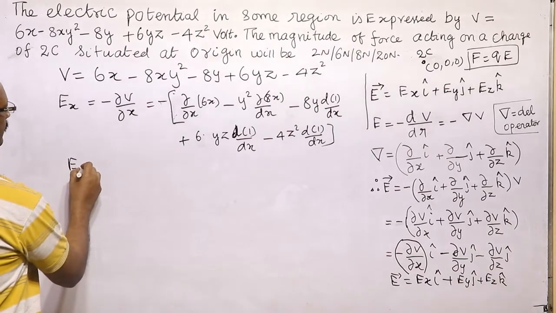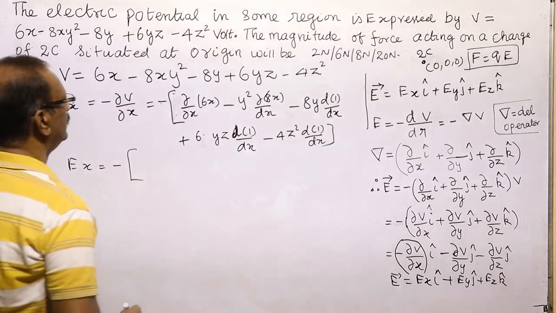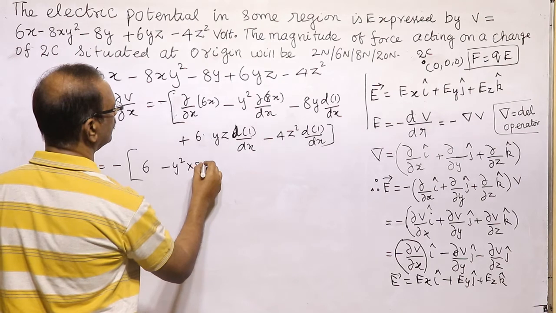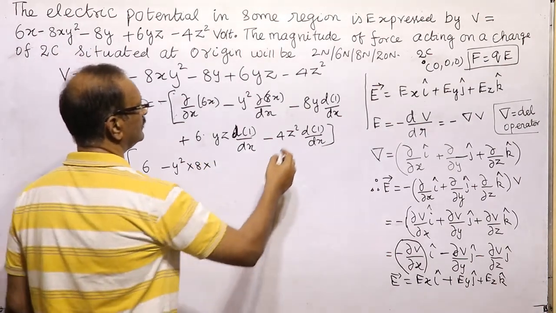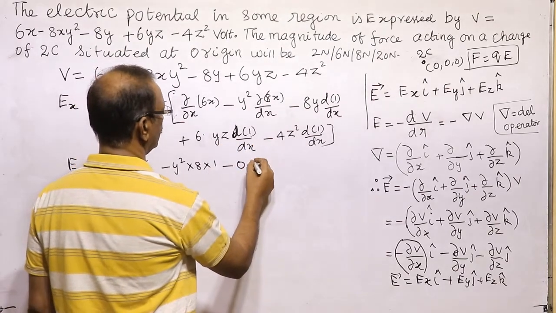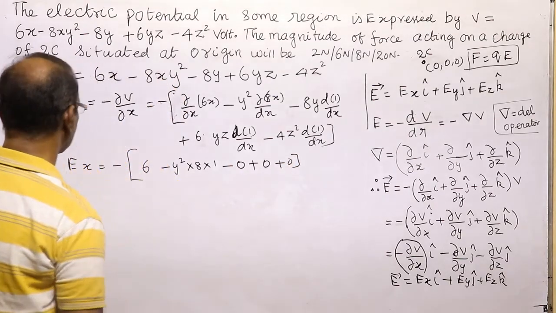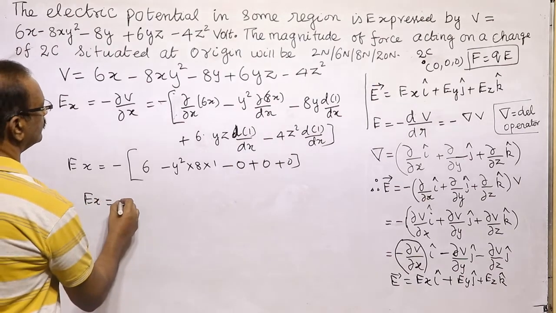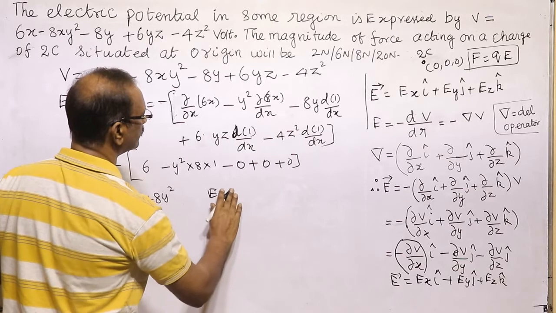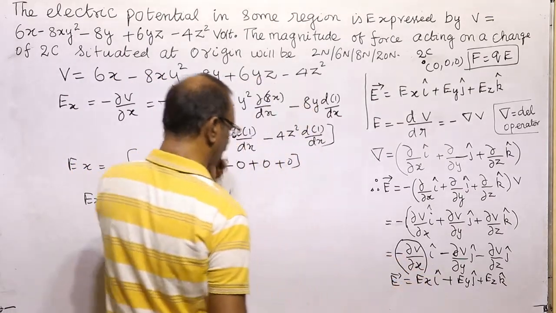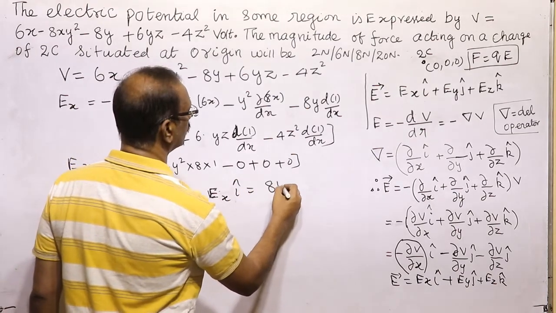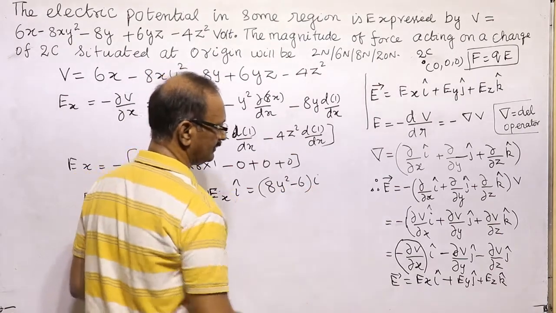So Ex is equal to minus of differentiation of 6x, which is 6, minus y square into 8 into differentiation of x, which is 1, and the differentiation of a constant with respect to x is 0, so 6yz into 0 is 0. Therefore Ex is equal to minus 6 plus 8y square, and the x component of electric field in the i cap direction is 8y square minus 6 i cap. This is the full portion.